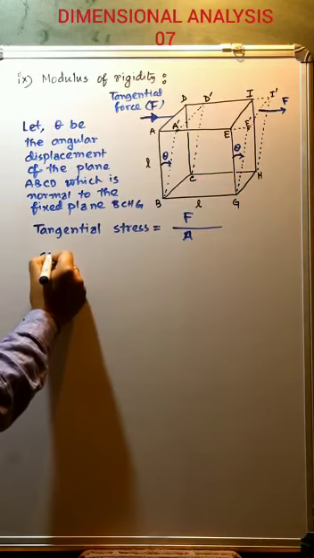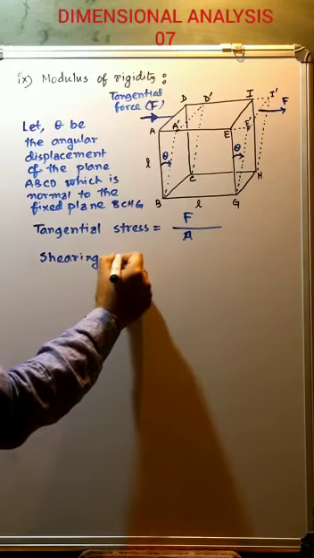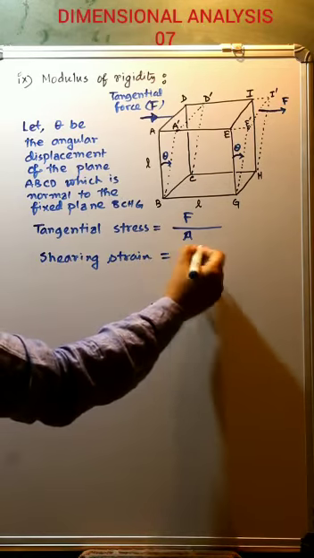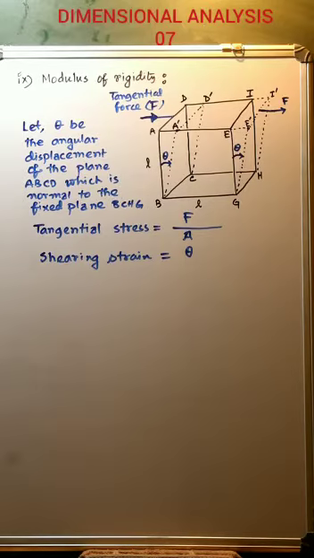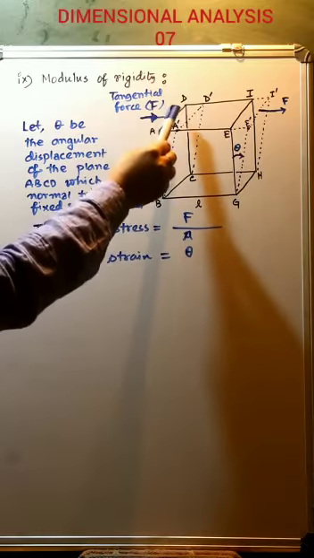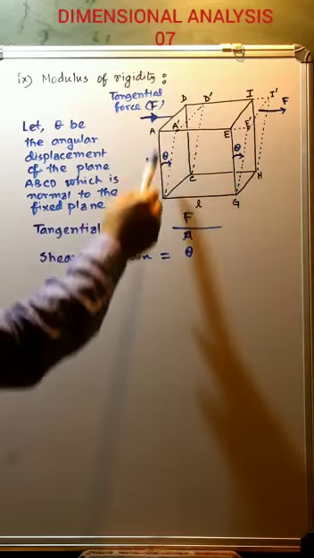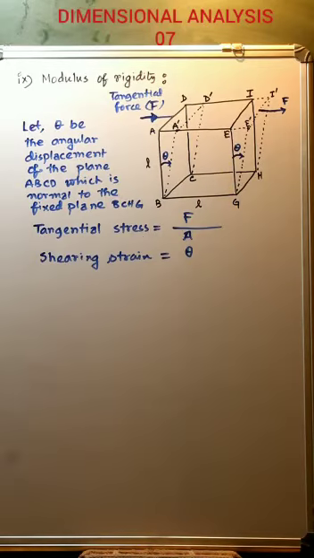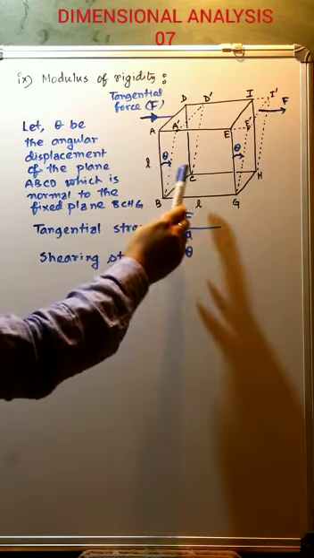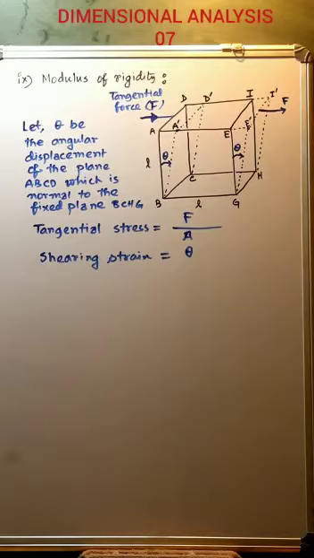And shearing strain. What about shearing strain? Shearing strain is equivalent to the angular displacement theta. Theta is the angular displacement of the plane ABCD due to application of tangential force, and that plane ABCD is perpendicular to the fixed plane BCHG. Theta is the angular displacement of a plane which is perpendicular to the fixed plane BCHG due to application of tangential force.